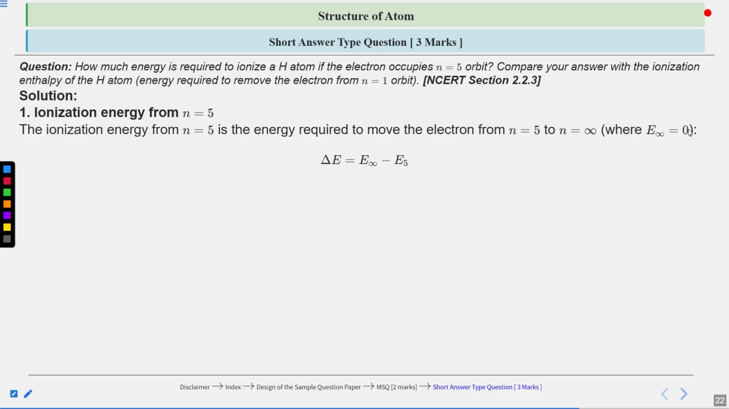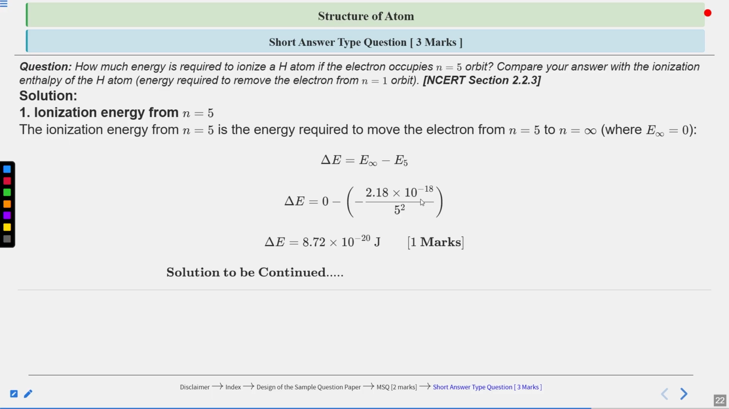Now, what is the energy difference between n equals 5 and n equals infinite? So for that, we will put the values. At infinite distance, the energy is 0. For n equals 5, we put the formula minus 2.18 into 10 to the power minus 18 Z square by n square. Now for hydrogen atom, Z is 1 and n is 5. So 1 square will give you 1, so I have not put up that value. 5 square is written here. That energy comes out to be 8.72 into 10 to the power minus 20 joule. Now this is 1 mark if you do this part.